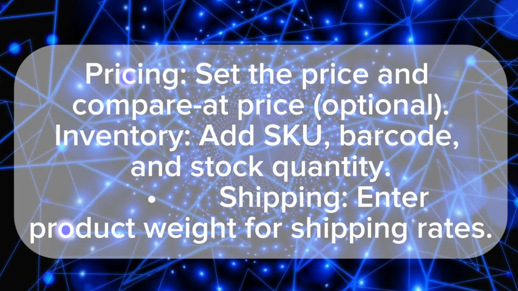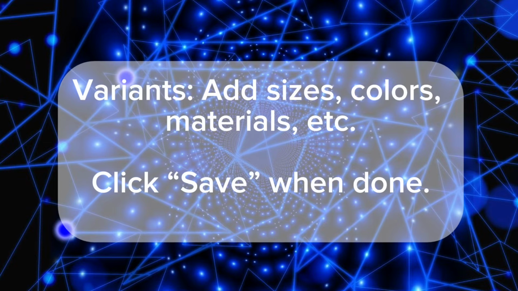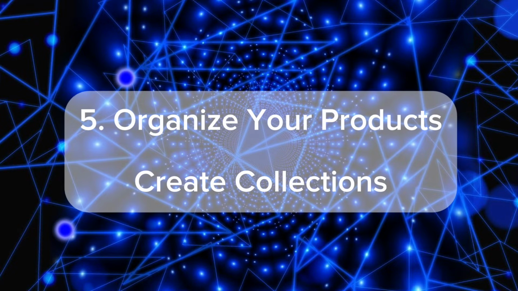Pricing: set the price and compare-at price, which is optional. Inventory: add SKU, barcode, and stock quantity. Shipping: enter product weight for shipping rates. Variants: add sizes, colors, materials, etc. Click Save when done. 5. Organize your products. Create collections.